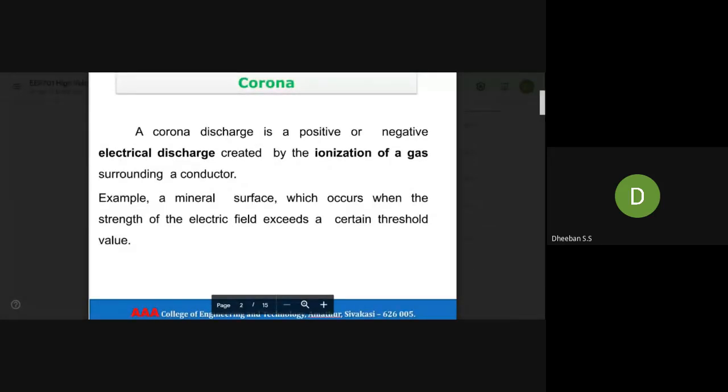So the ionization of gases only causes this corona. How it happens is the same concept of charge separation near clouds. The same concept is also here. In general, due to this effect, there will be some kind of blue color sightings around the conductor. I'll be showing those blue color sightings in the picture.